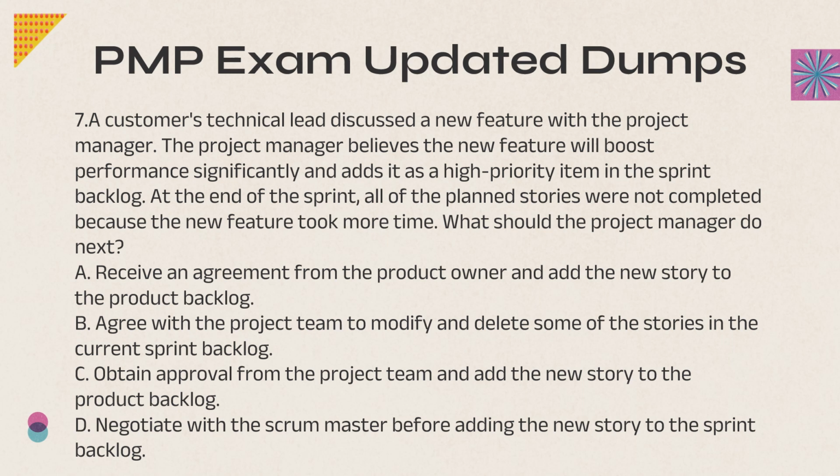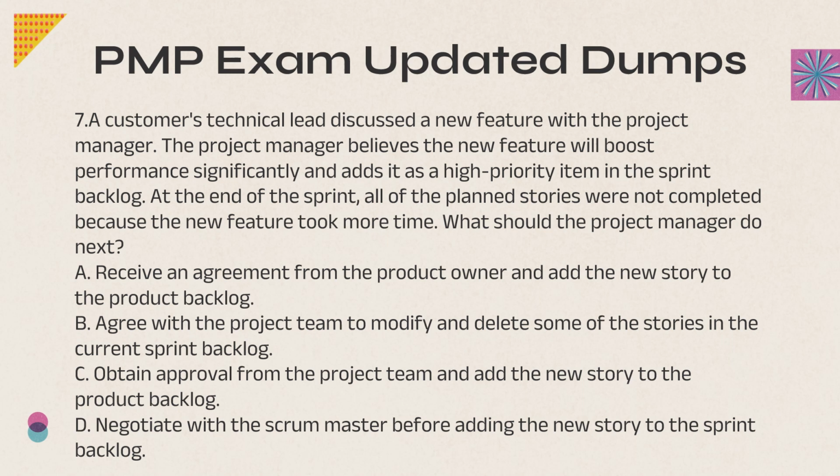The project manager believes the new feature will boost performance significantly and adds it as a high-priority item in the sprint backlog. At the end of the sprint, all of the planned stories were not completed because the new feature took more time. What should the project manager do next?